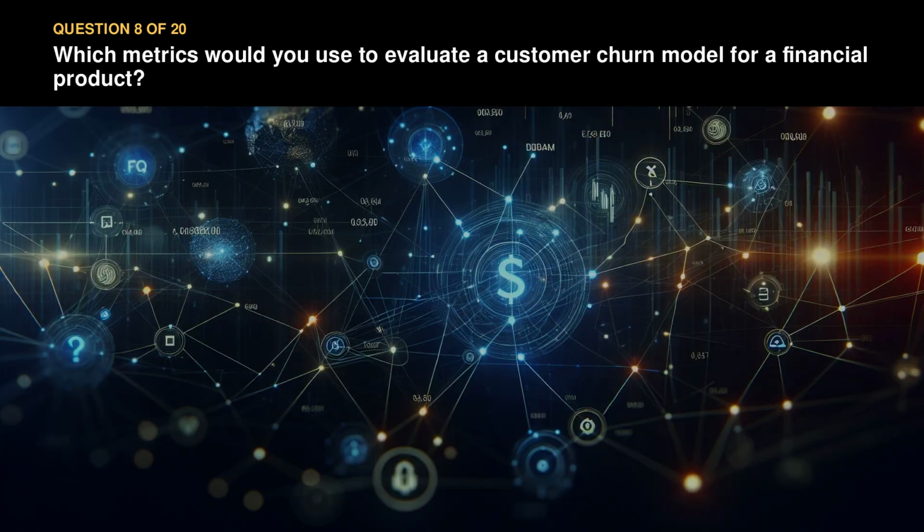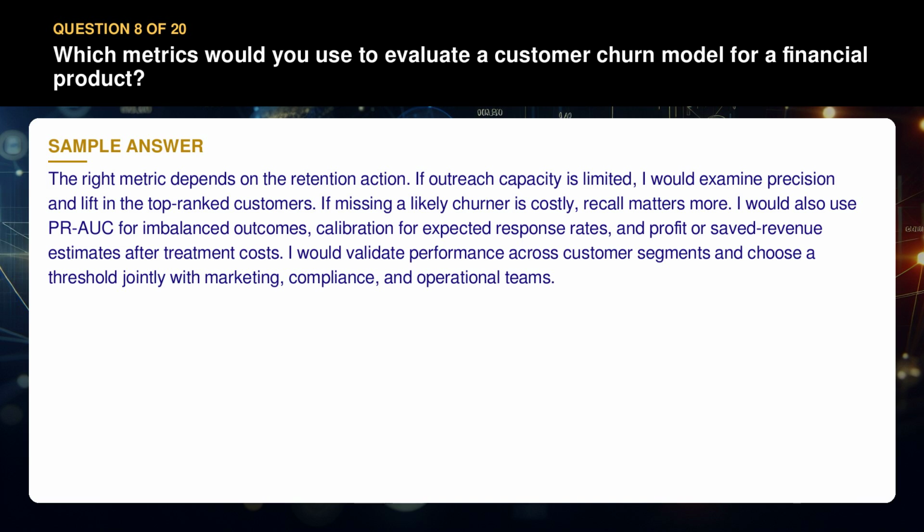Question 8. Which metrics would you use to evaluate a customer churn model for a financial product? The right metric depends on the retention action. If outreach capacity is limited, I would examine precision and lift in the top-ranked customers. If missing a likely churner is costly, recall matters more.